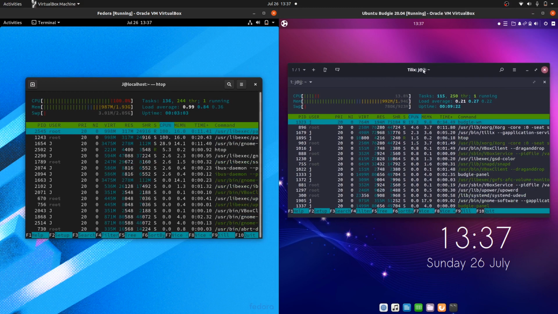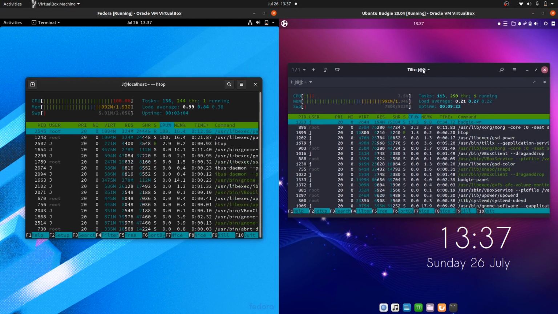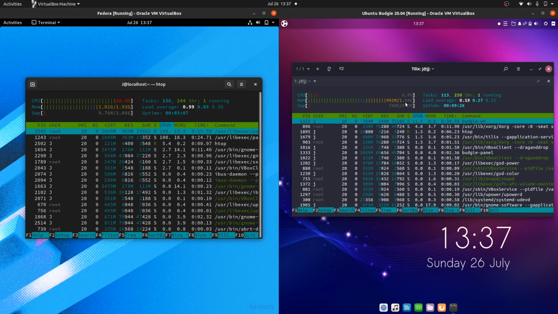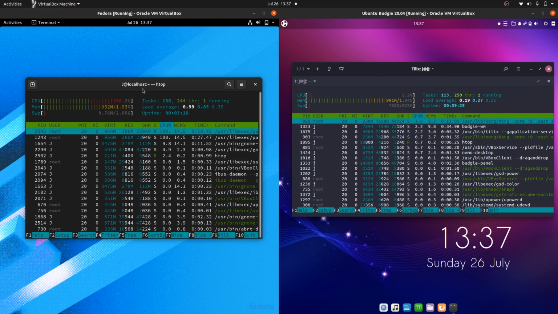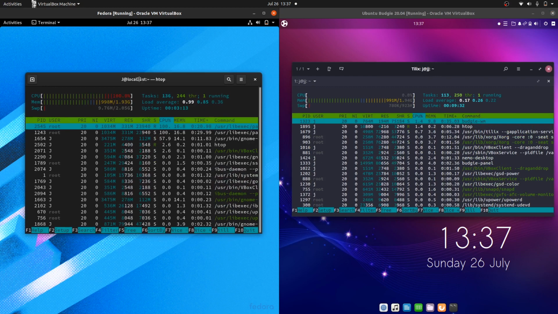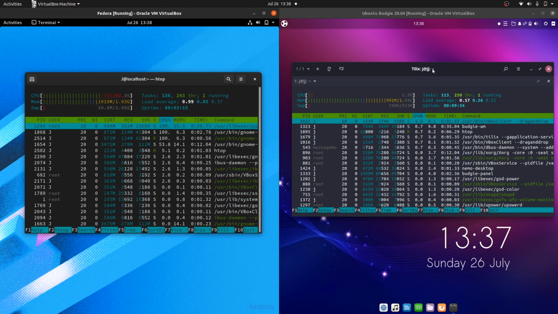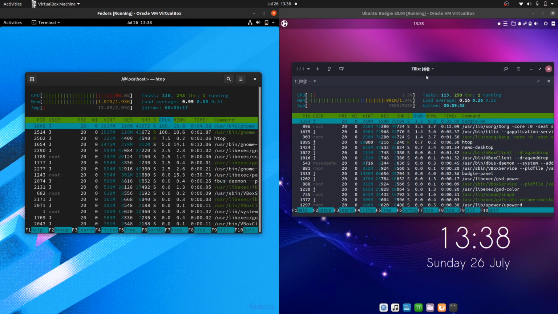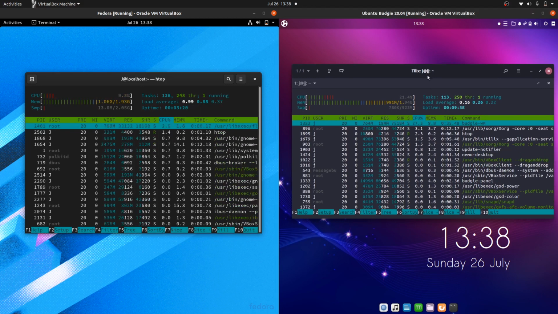And then on the right side with Ubuntu Budgie 20.04, we're almost at about a gigabyte of RAM, so maybe a little bit of difference between the two. A slight winner, you would say, is Fedora on the left, and then we've got Ubuntu Budgie on the right. But very, very similar in nature.